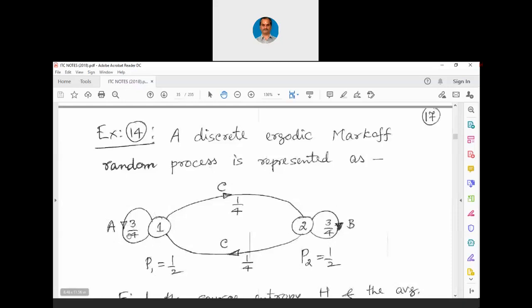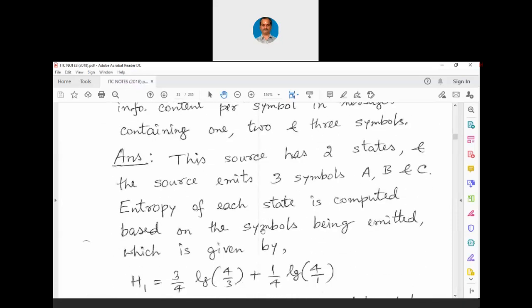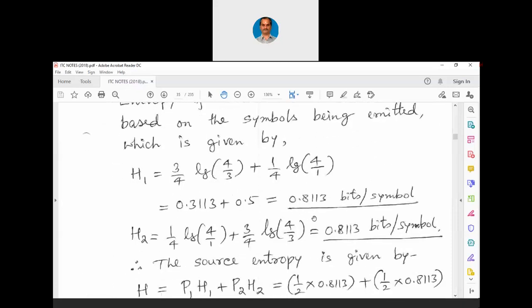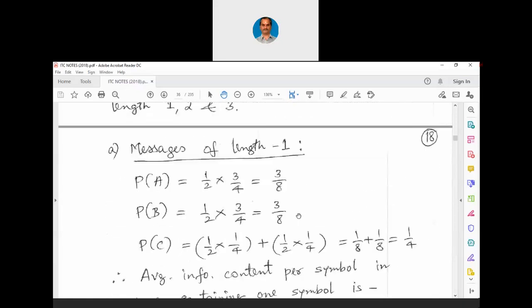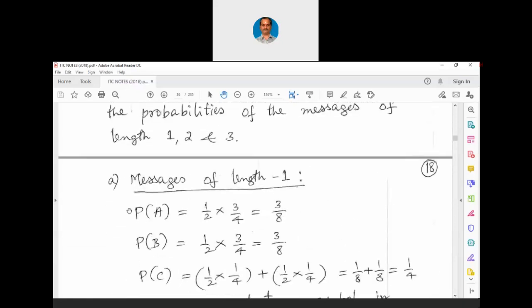So the probability of A is 3 by 4 into half. And the probability of B is again 3 by 4 into half. Whereas the probability of C is 2 into 1 by 4 into half. That is, we have already done this exercise here. Where is that? Messages of length 1. So we have already done it.